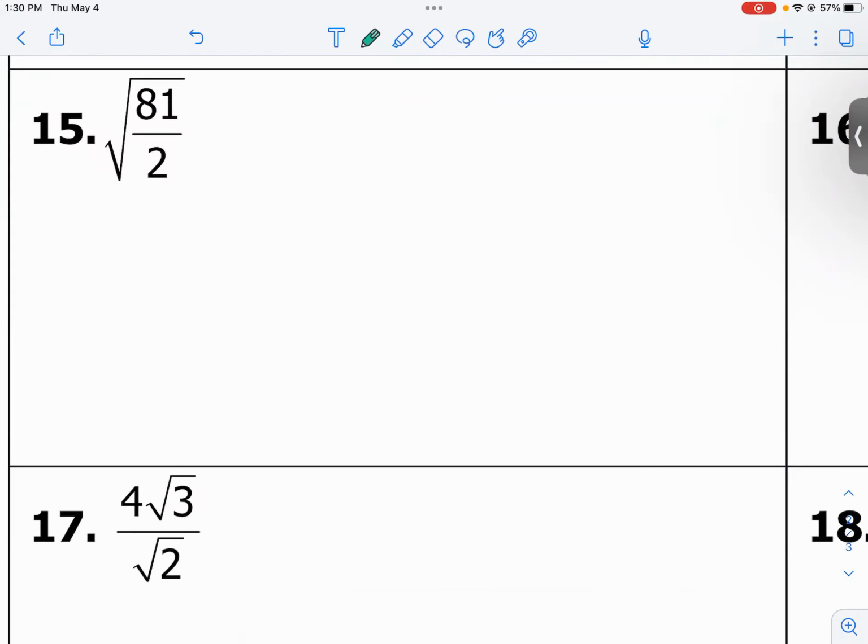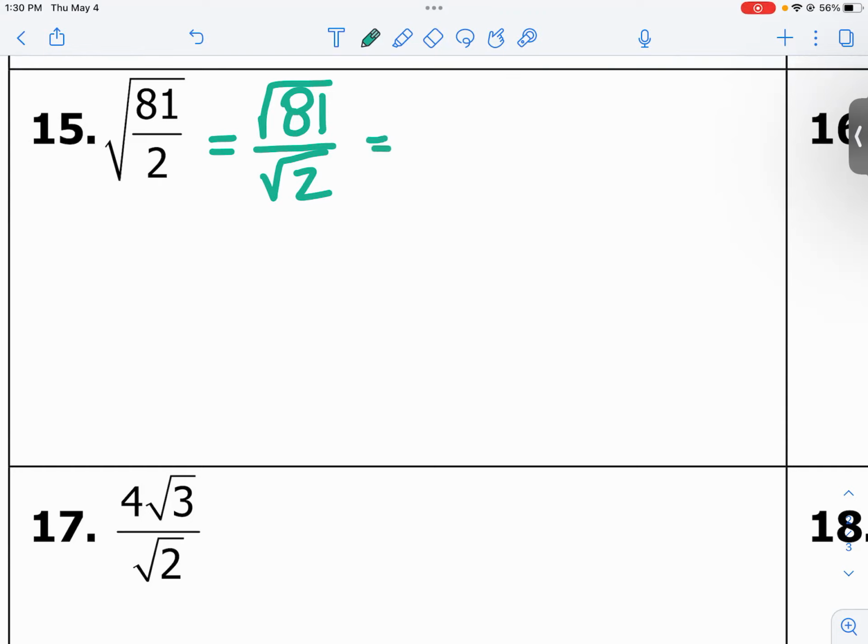So this is a radical with a fraction underneath. Can this fraction be reduced? Yes. To what? 9 over 2. Radical 9 over 2. Got it. Thank you, Kate. No, you're not saying it right still. 9 over radical. So we can break this up into numerator and denominator, each with its own radical.